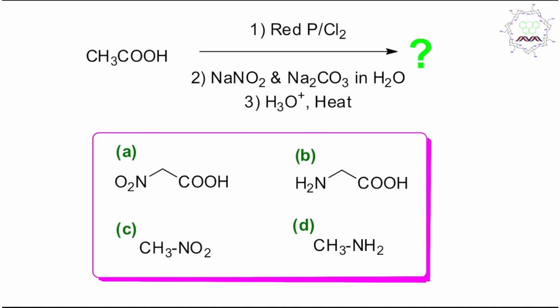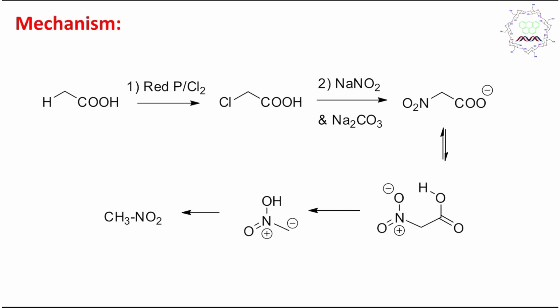So student, when such kind of multiple step reactions are provided, I always suggest that students go step by step. First, look at the reactant. It's pretty easy: acetic acid. In the first step, this acetic acid has one alpha proton, and the reagent is red phosphorus with chlorine, which means the HVZ reaction. It will produce this alpha chloroacetic acid.